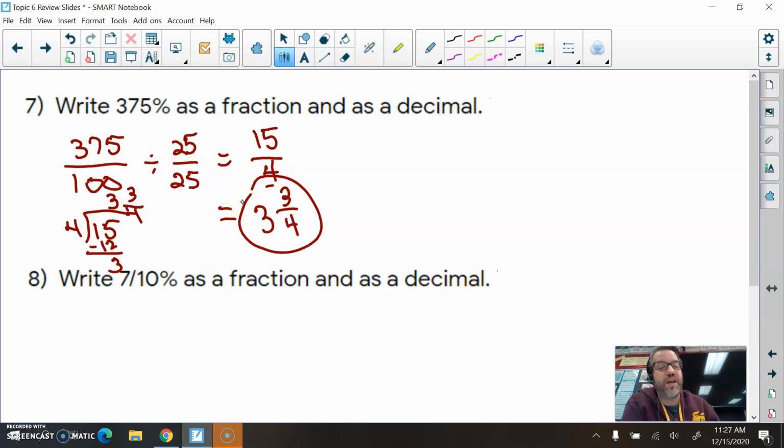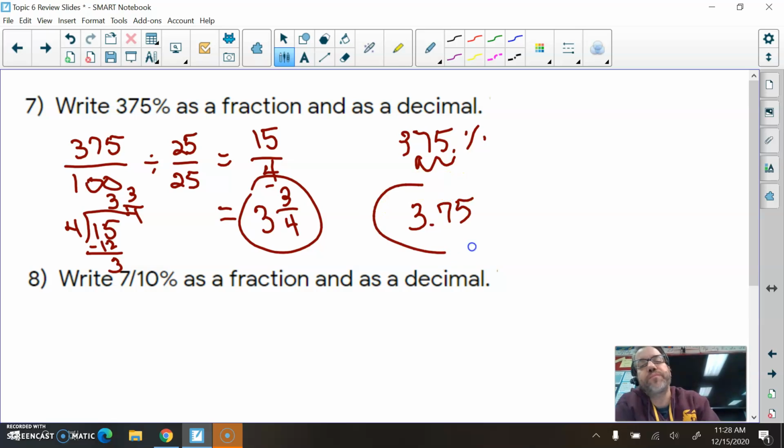Now, changing it into a decimal is actually a lot easier. 375%. Remember, to change a percent to a decimal, you find the decimal point. It's not shown, so it's at the end of the number. And move it 2 spaces to the left. It's 3.75 in decimal form.